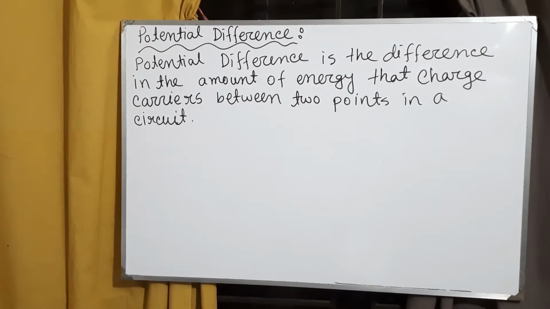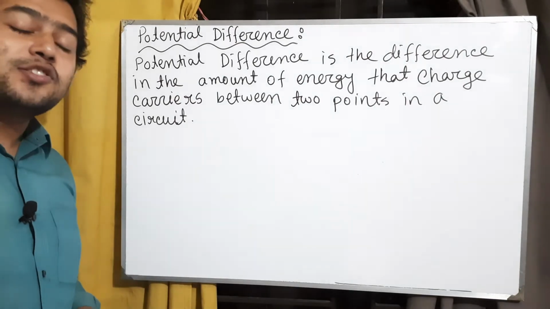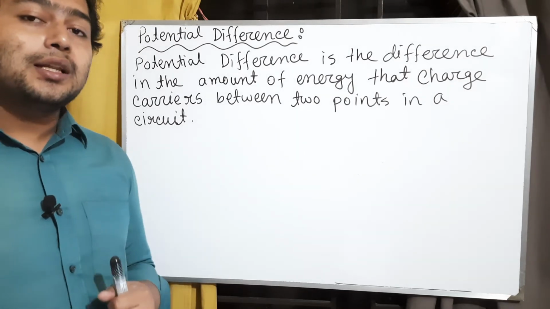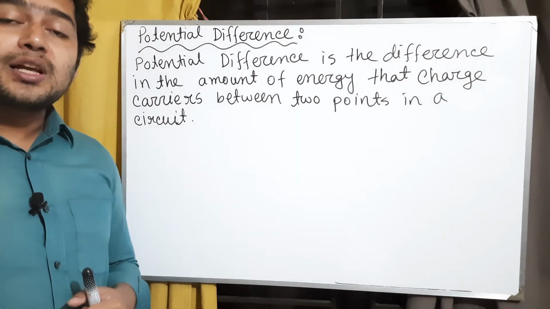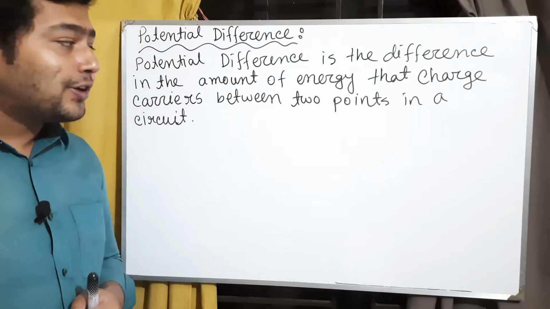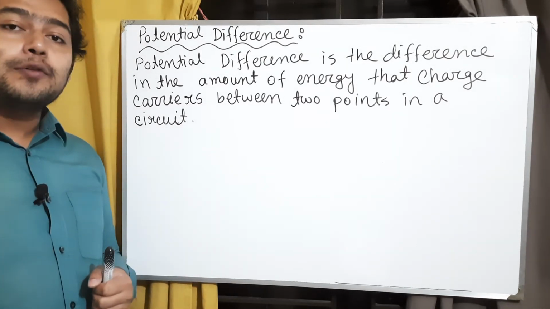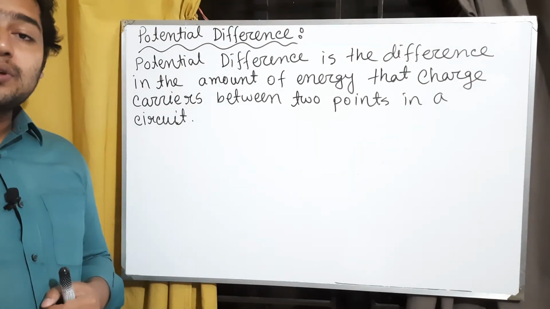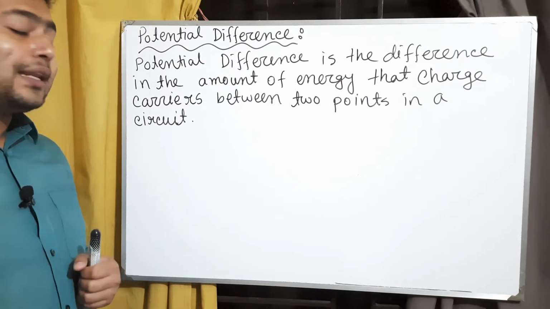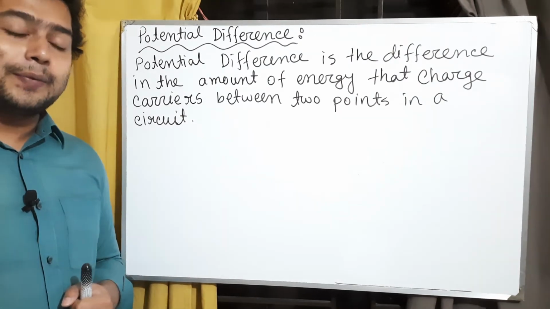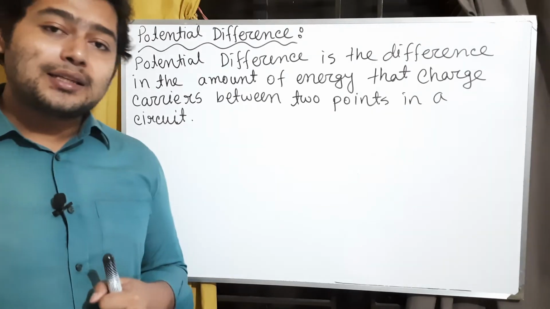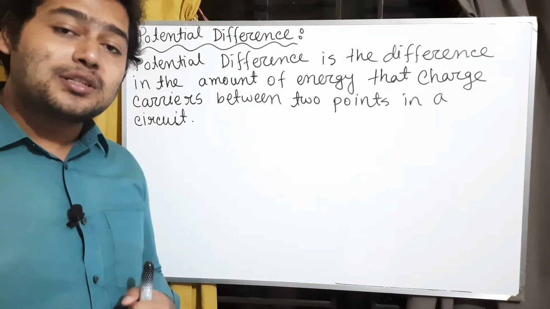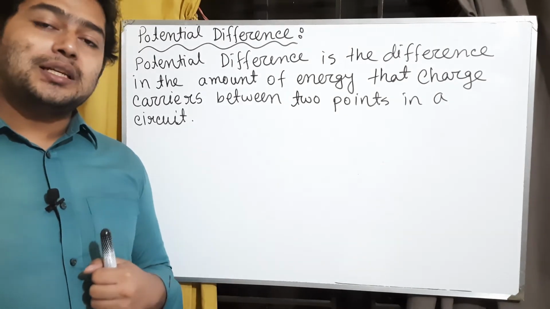My dear boys, our next topic is potential difference. So, first question is, what is called potential difference? Potential difference is the difference in the amount of energy that charge carries between 2 points in a circuit. Usually we know that the charge flows from high potential area to low potential area.